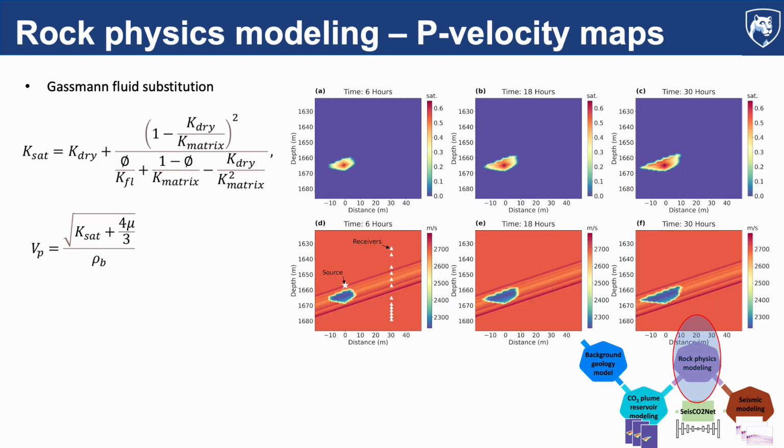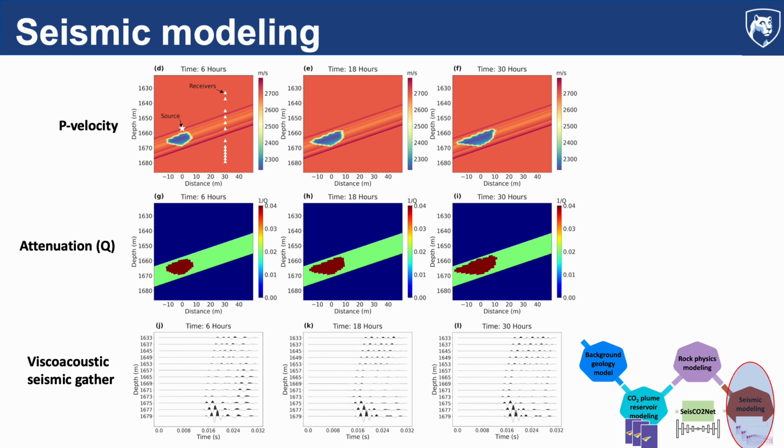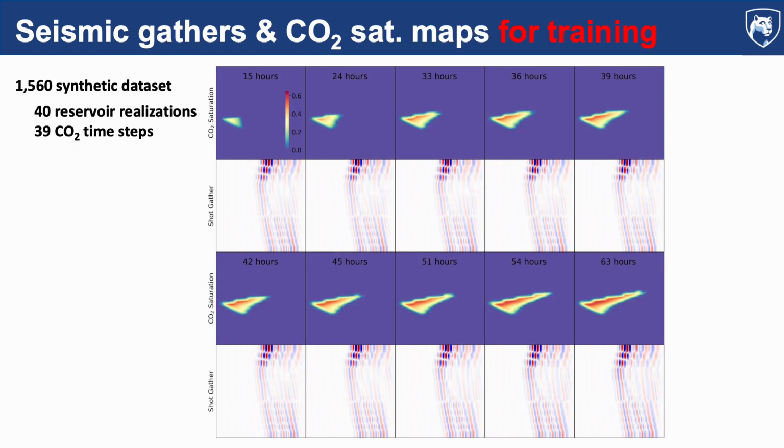With 1,000 CO2 saturation maps, we can convert them to a P-wave velocity map and a seismic attenuation model using Gassmann fluid substitution. Finally, using the P-wave velocity model and attenuation, we can generate seismic data, shown at the bottom. We are basically ready for training. So we input a seismic gather and a CO2 saturation map. As you can see, there are some examples in these slides at different time lapses.